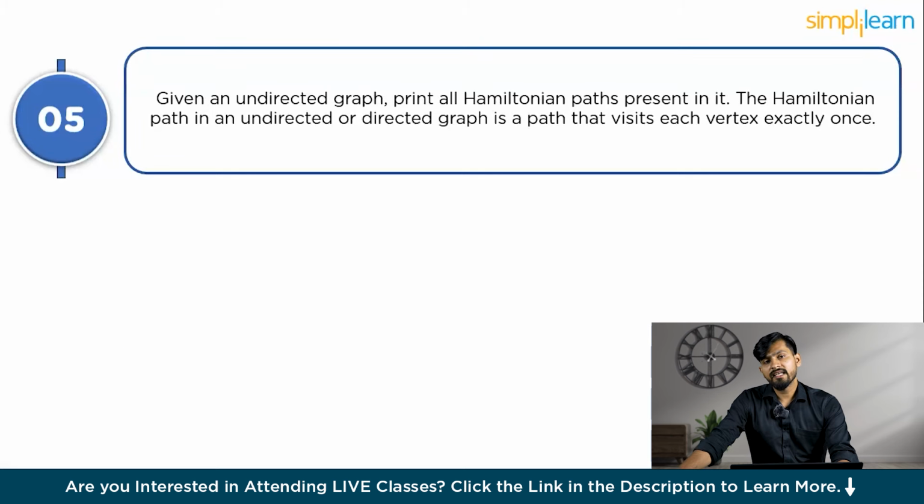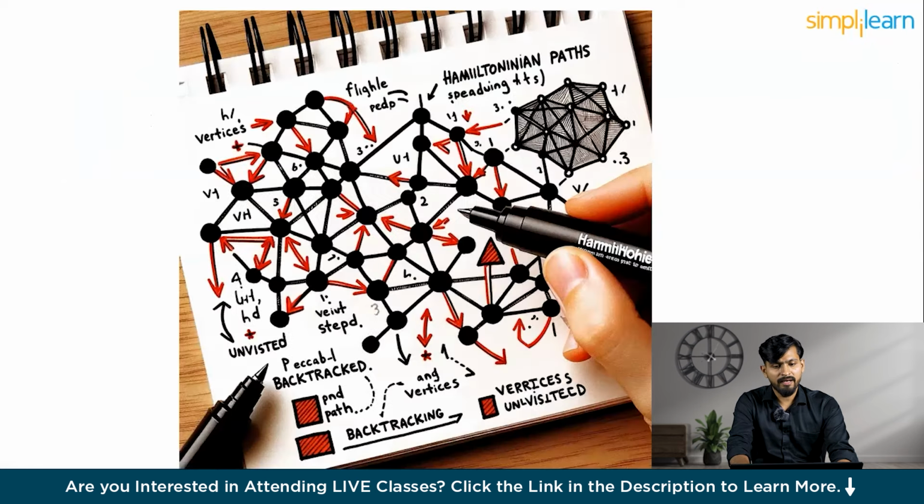Now, if you are given an undirected graph, then print all the Hamiltonian paths present in it. A Hamiltonian path in an undirected or a directed graph is a path that visits each vertex exactly once. For example, the following graph shows a Hamiltonian path. As you can see in this diagram, in this way some kind of Hamiltonian path is there. Now, how are we going to solve this problem? Here we are going to use recursion or backtracking. So basically, at first, I'm going to try backtracking.